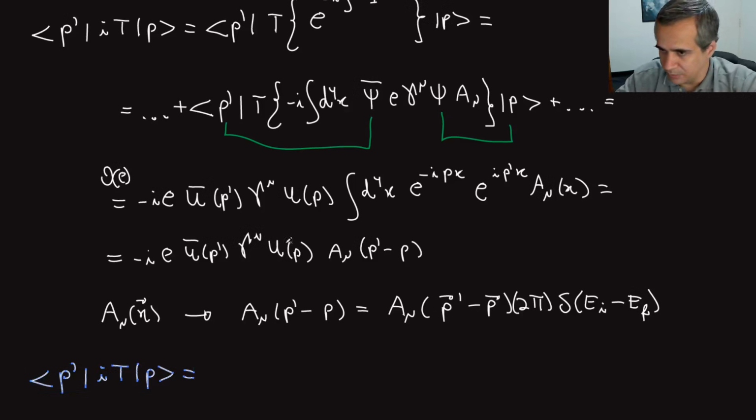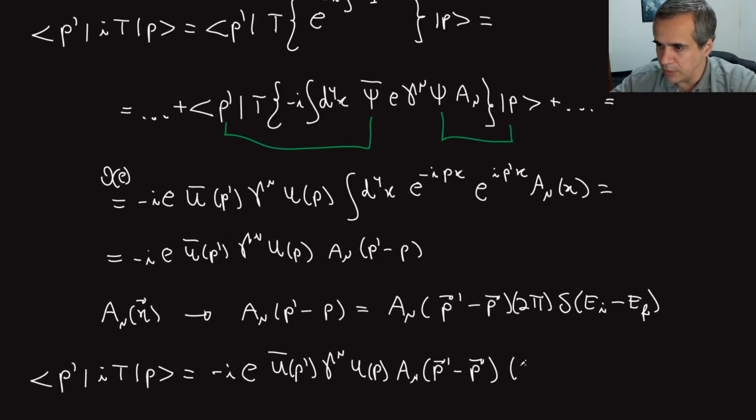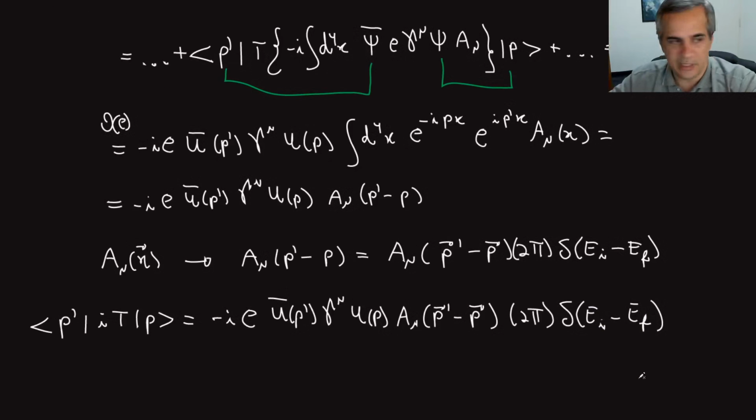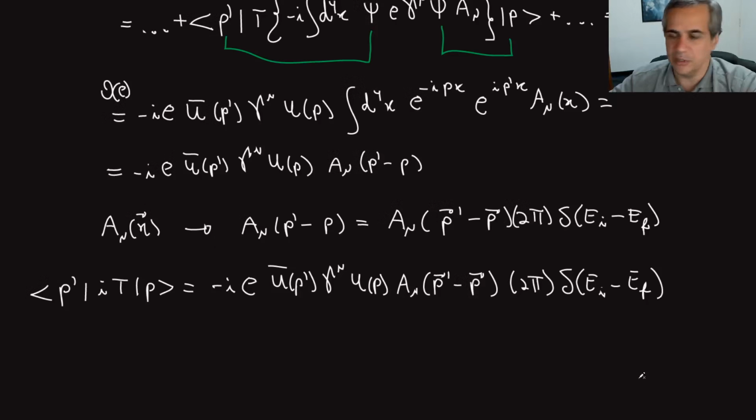as, let me substitute this here, minus e i e U bar P prime gamma mu U P A mu of P prime minus P times 2 pi delta of E_i minus E_f, right? Which now is really similar to the expression we had for the Born approximation.